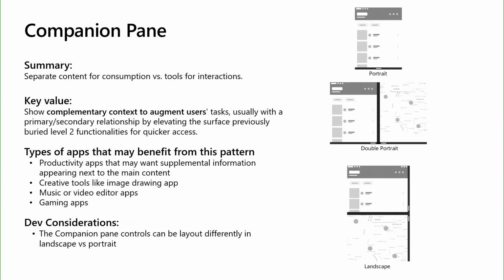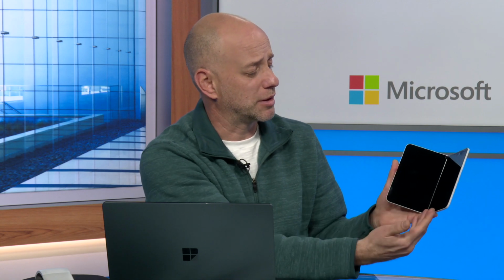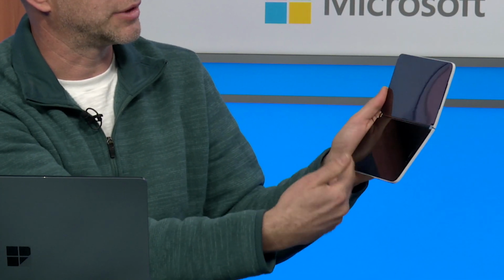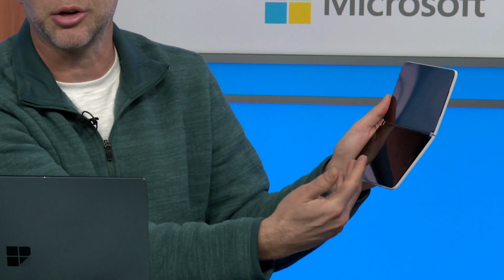In the companion pane, you probably have controls and tools. You can change control layout depending on the device orientation. You can have a different view for your controls when the pane is on the right, or when you rotate the device and the controls and the companion pane is at the bottom.